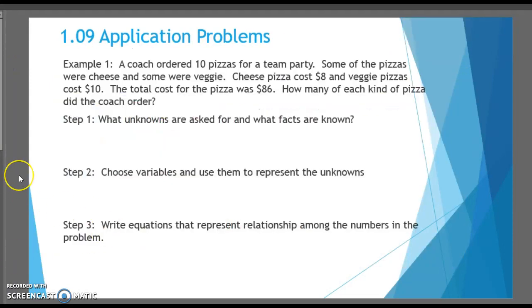Okay, so we are going to solve a few of these together. So here's one. Example 1: a coach ordered 10 pizzas for a team party. I'm underlining 10 pizzas because that looks like important information.